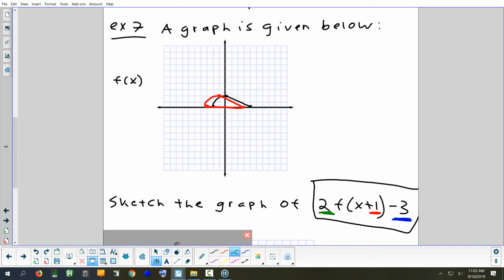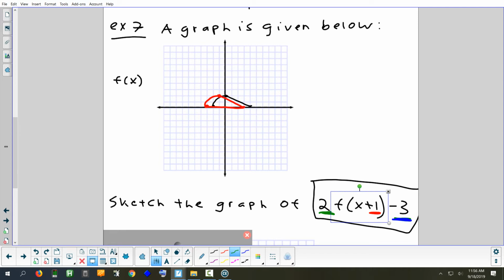Multiplying by a number in front. Chris? Shift to. Wait, no. So when we multiply, when we add or subtract, those are shifts. When we multiply, it's always a, Emily? Stretch, which way? Vertical. And which letters are your vertical, x's or y's? Y's. So all your y values are going to get doubled. Nothing's going to happen to your x's.